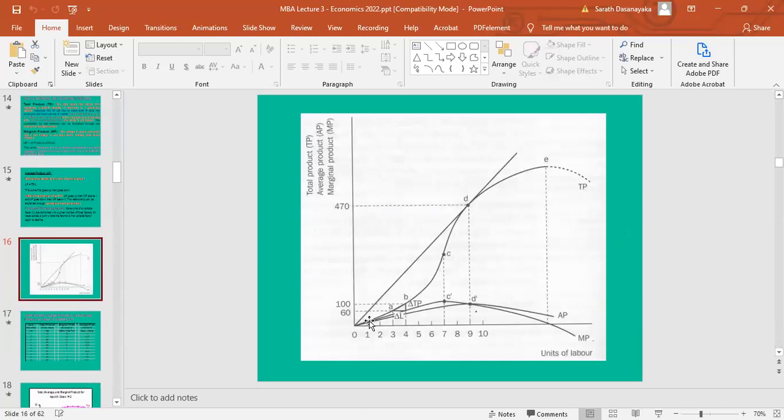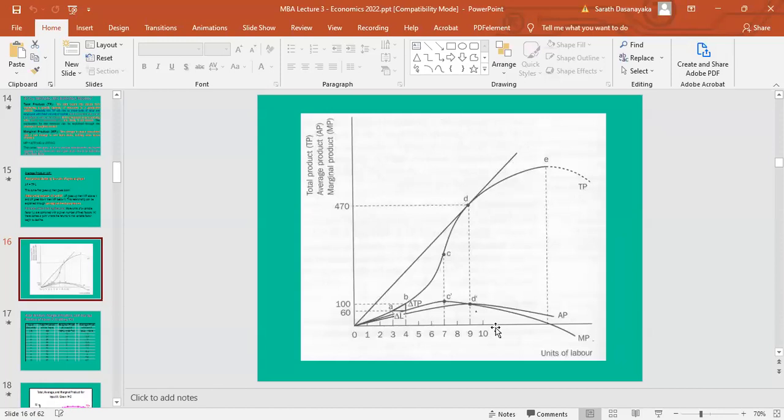Then you can see the TP curve going up, but with different rates of increase before it declines. And then you can see the marginal product curve behavior and the average product curve behavior. These three curves have mathematical relations, because we are getting them from the single production function. And here the basic logic is that capital is fixed, and only the labor is changing.